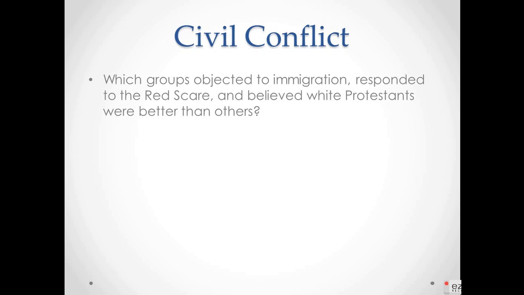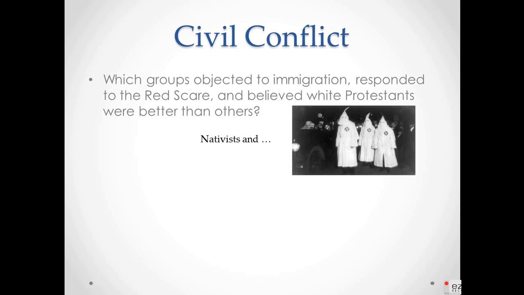Talk about some civil conflicts that arise post 1920s, before World War II. There were lots of groups that objected to immigration. They responded to the Red Scare, the Communist Scare, and they also believed that white Protestants were better than others, two of which in particular were the nativists and the Ku Klux Klan. Most of you are pretty familiar with those guys.